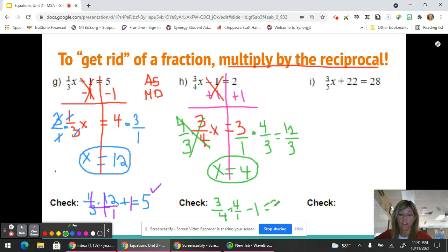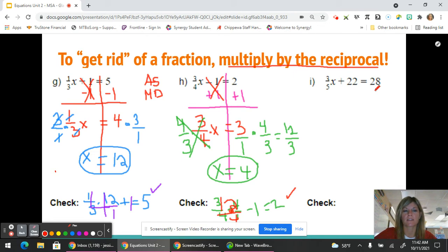Let's just verify that we did everything correctly here. Your handwriting looks much better than mine, I'm sure, on here. So on the top, I get a 12 over 4. So 12 divided by 4 is 3. 3 minus 1, yes, does equal 2. Boom, we got it. Our last fraction problem, I noticed that I've got 3/5 times x plus 22 equals 28.